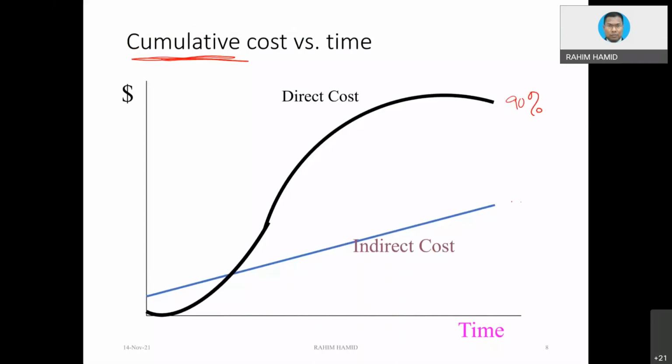And since the direct cost is much, much bigger, maybe around 90%, and indirect cost around 10%, perhaps this graph might not be accurate. So indirect cost should be a little bit lower than that, but that's okay. We just want to reflect the cumulative direct cost and then cumulative indirect costs. Then when you add them together, it will be called total cost.